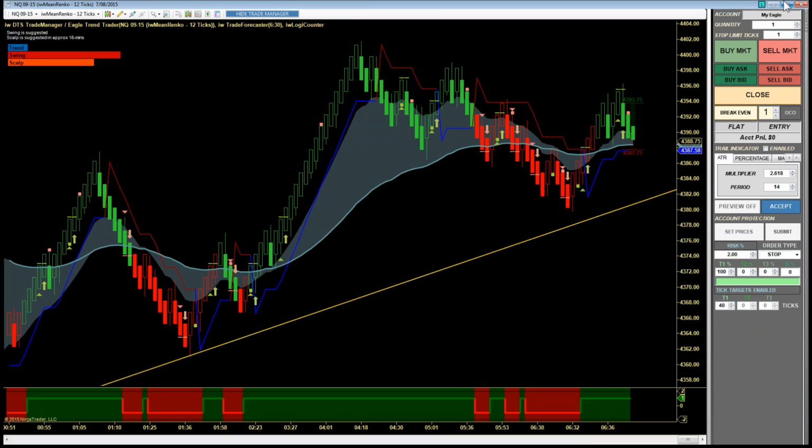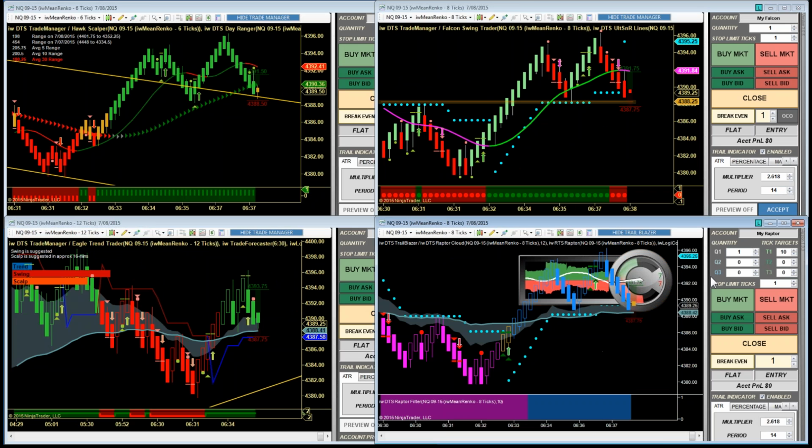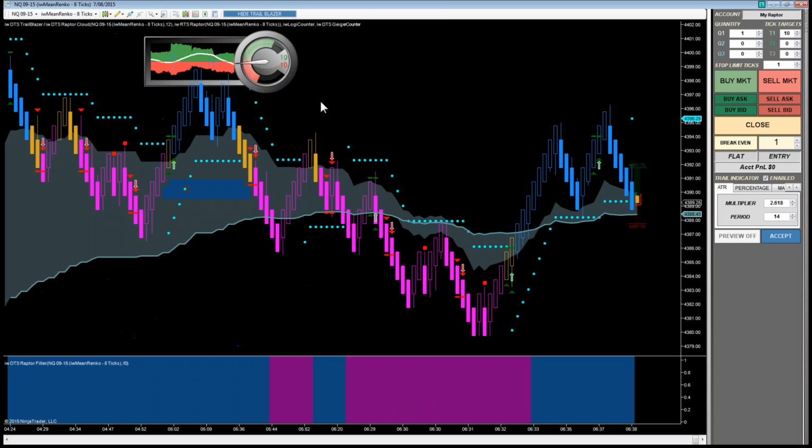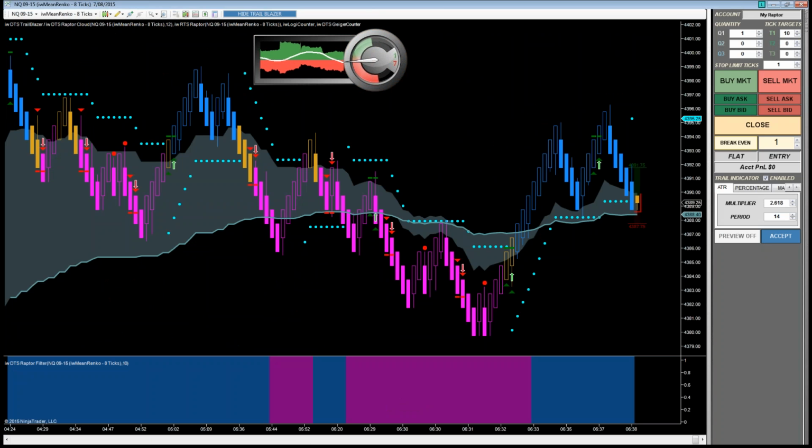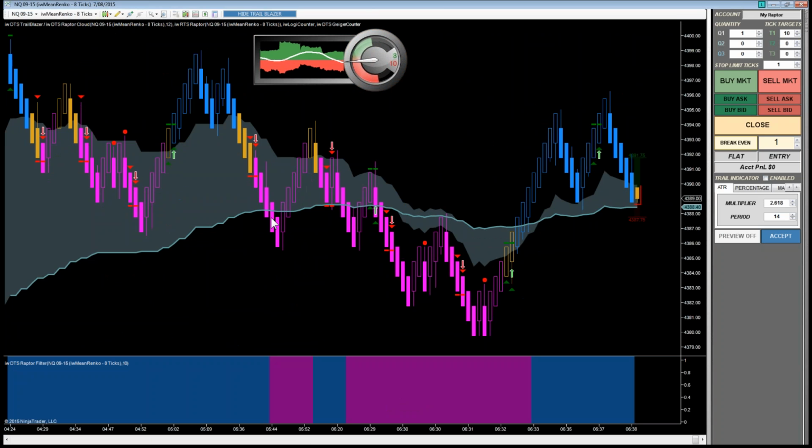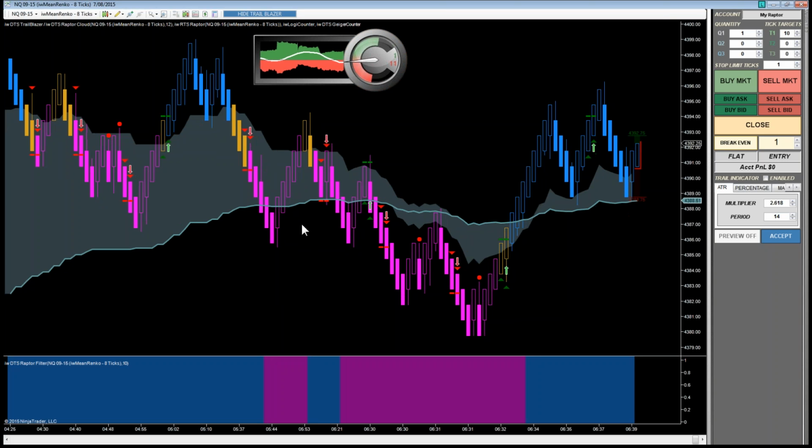The Eagle's still moving a little bit sideways on us. Let's take a look here at the Raptor. As I mentioned, this is the latest addition to the DTS family. The Raptor is actually a one-screen system. It is a blending, if you will. It incorporates elements of the Hawk, the Falcon, and the Eagle.